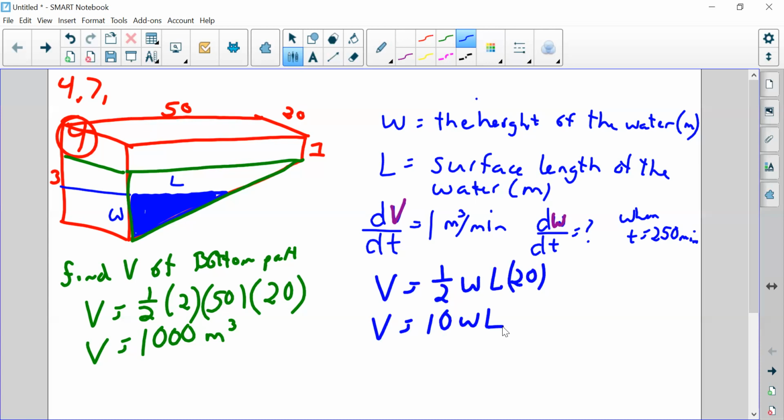Uh-oh, got a problem. We don't know what W is. We have too many variables. Exactly. We need to relate V and W. So I only need an equation with V and W. So I need to figure out how to write L in terms of W.